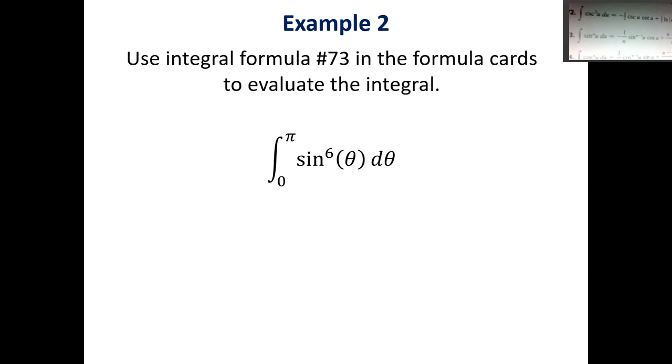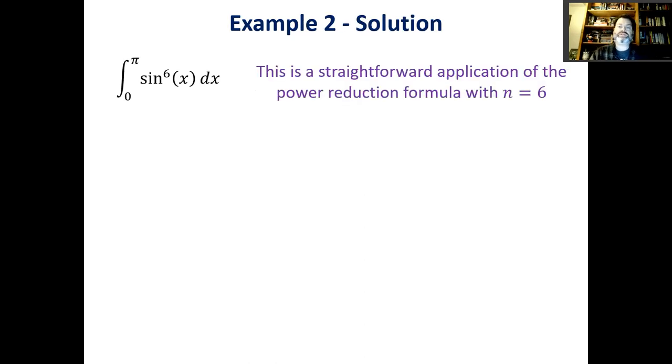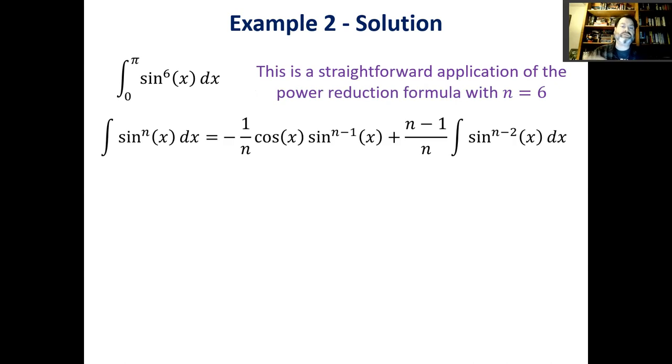Sine to the n du, and it's this big thing. So we saw formulas like that back in section 7.2, and we proved the reduction formula for cosine. I'm sorry, for sine. So let's use it. Let's do sine. So this is, like I said, a straightforward application of the power reduction formula. So here's what the formula looks like directly. n is clearly 6. This is a definite integral.